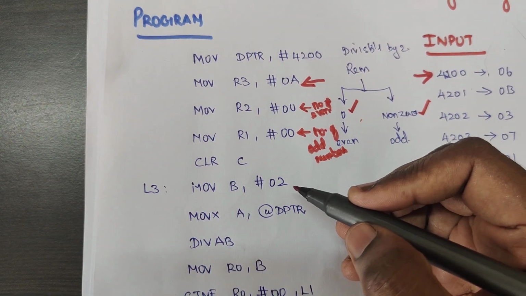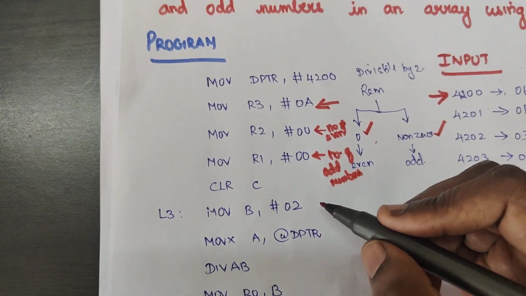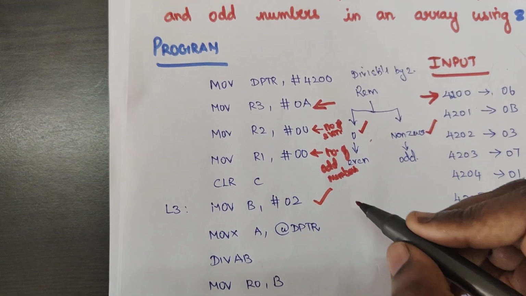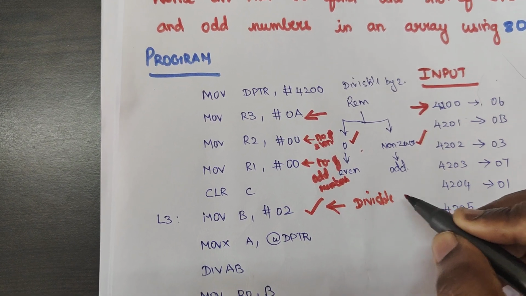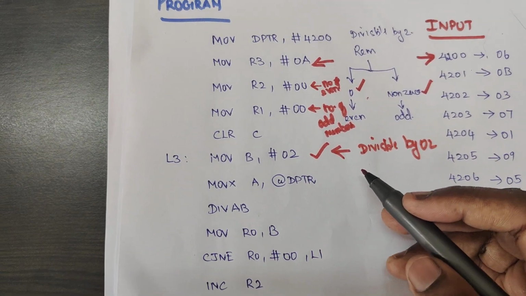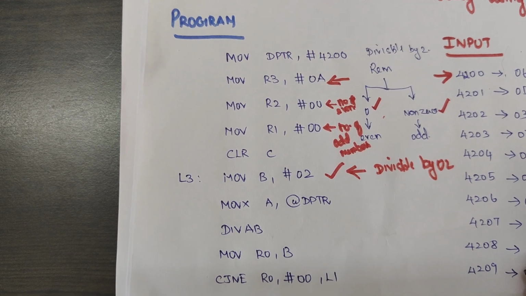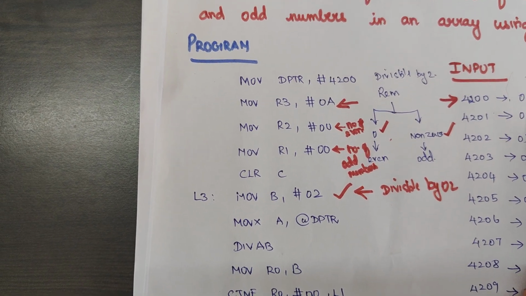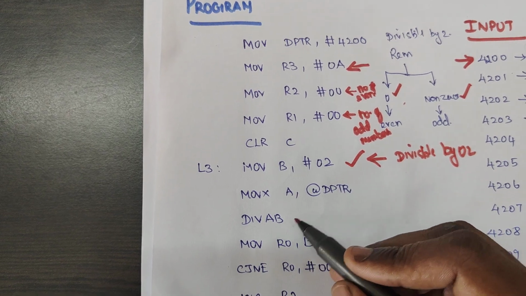After clearing, I told you each input is going to be divided by 2. So you have to load the value 2 in your B register. This indicates the given input will be divided by 2, so I am just loading the immediate value 2 in the B register. Next, the data address has been loaded in the data pointer now, so from the data pointer the value should be moved to your A register. After moving that, divide AB.